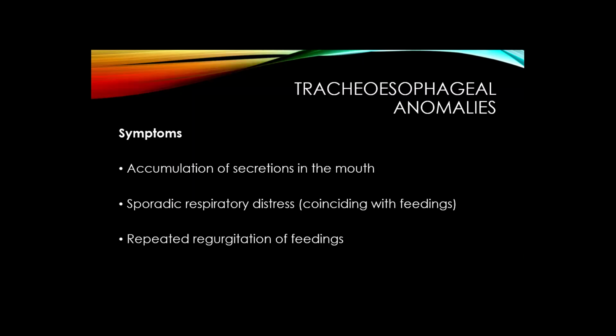Symptoms of tracheoesophageal anomalies or tracheoesophageal fistula, or TEF, you're going to see it abbreviated, are accumulation of secretions in the mouth. Okay, so those secretions are not being swallowed, or if they are being swallowed, they're ending in a blind pouch and they're building up and then they're pouring out of the mouth. So hypersecretions in the mouth. Sporadic respiratory distress, usually coinciding with feedings because they're aspirating. And then repeated regurgitation of feedings, so they vomit a lot.